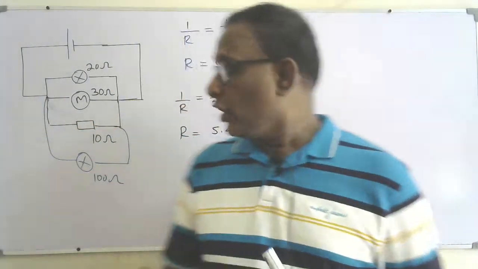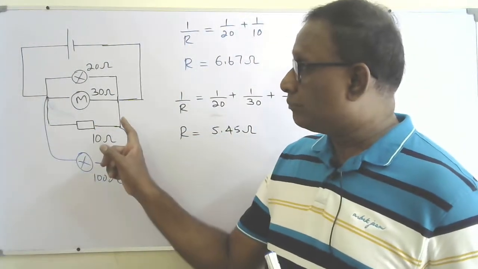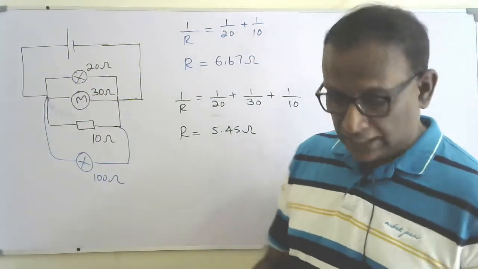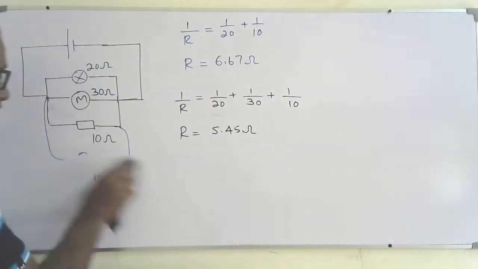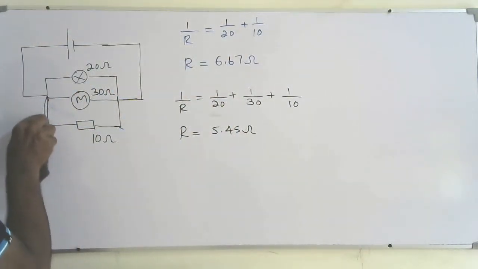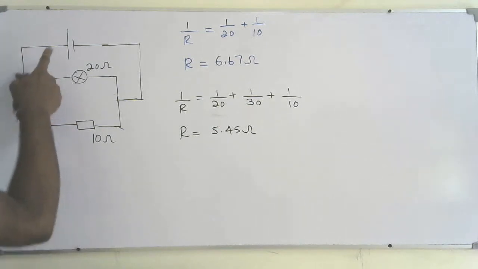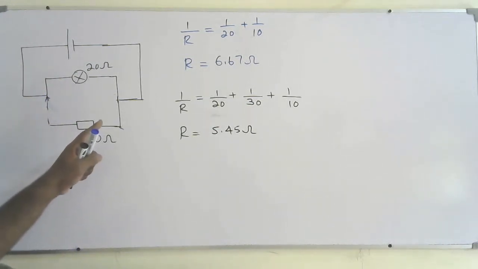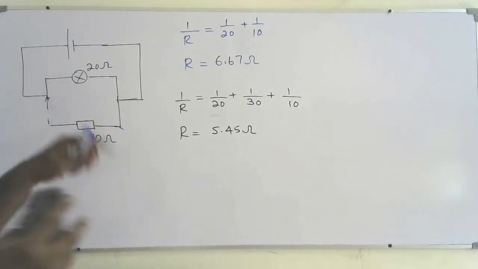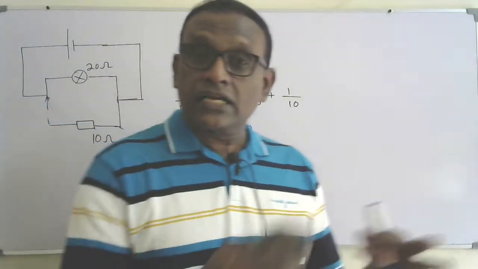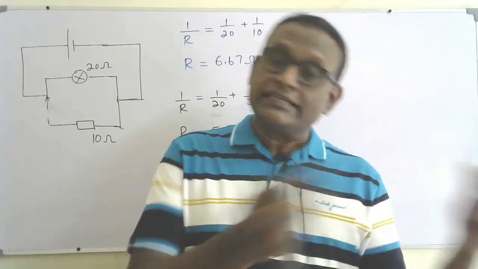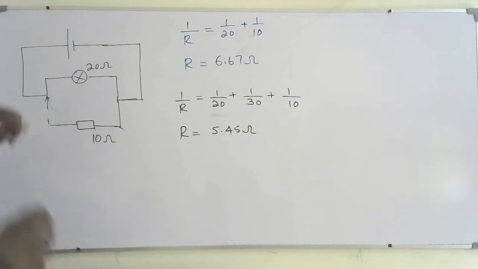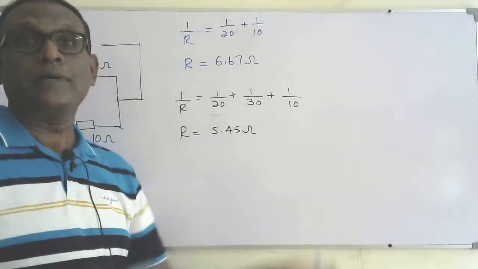The reason is, when I add more and more components in parallel, the path for the current flow is increasing. Earlier, when I had only two components, the electrons could flow only through these two paths. When I add the next one, I am increasing the path for the electrons to flow. So when I increase the path, more electrons can come from the power supply, it can pump more electrons per second.